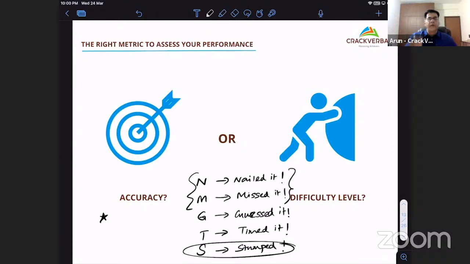What is important is, am I learning from my mistakes? Am I spending way too much time? Or am I getting caught between the last two answer options? Is it that I'm conceptually weak? These are the questions that you need to ask yourself. These are the right metrics that we need to assess ourselves with.